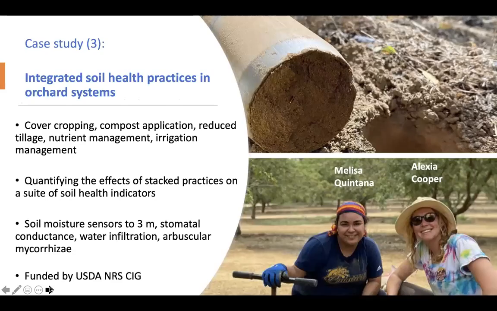And lastly, just one slide on this, just to say that we are also starting a project in orchard systems where we're doing a whole bunch of soil health practices, compost application, but also cover cropping, reduced tillage, and so on, really stacking all these practices on with controls and trying to understand the impacts on all those soil health indicators. So we have a few more water related questions here.